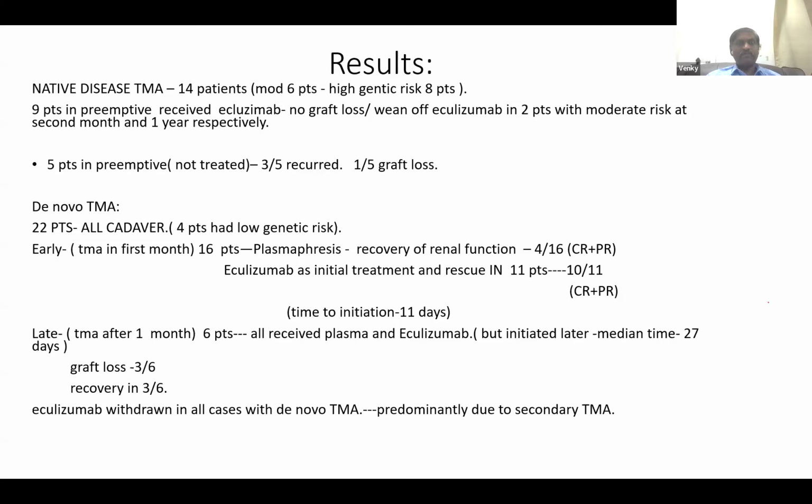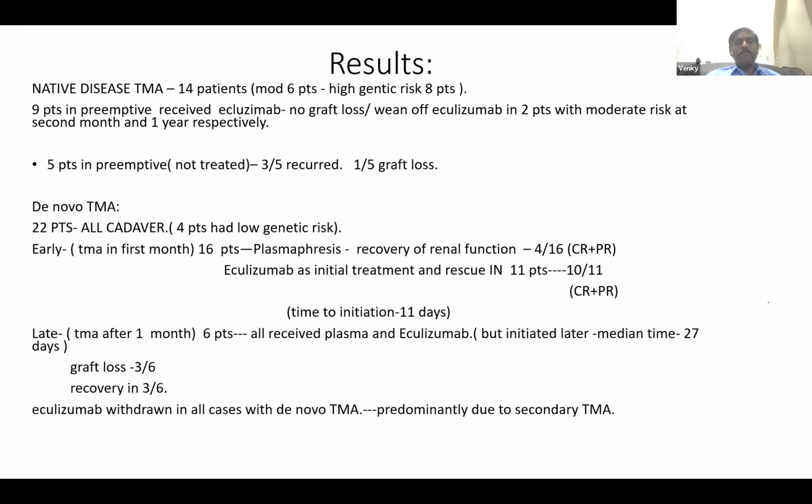In these patients, 9 patients received eculizumab. There was no graft loss, and they were able to wean off eculizumab in 2 patients with moderate risk at the 2nd month and 1 year respectively. This was the 9 patients study. Of 5 patients in the PREEMPT-2 who were not treated, 3 patients recurred and had to be treated, and 1 had a graft loss. This was a native TMA where they had a clear genetic risk. This was how it was.